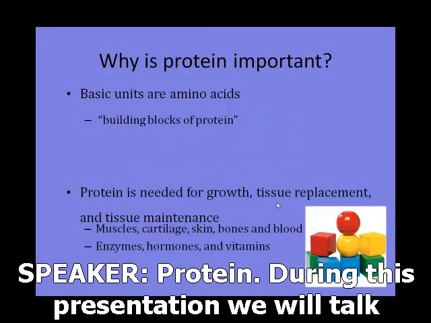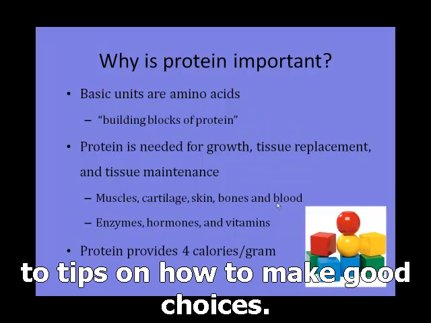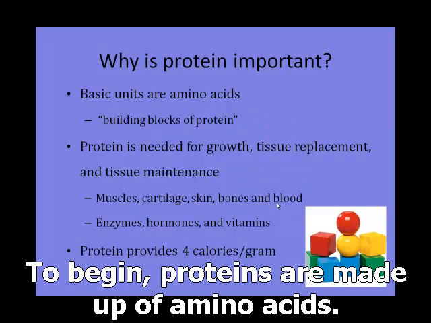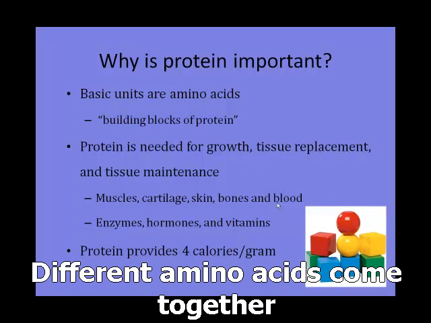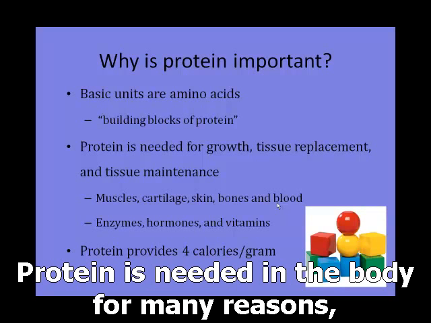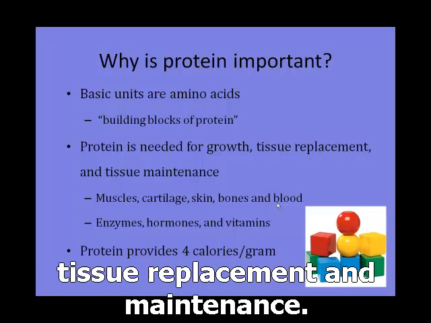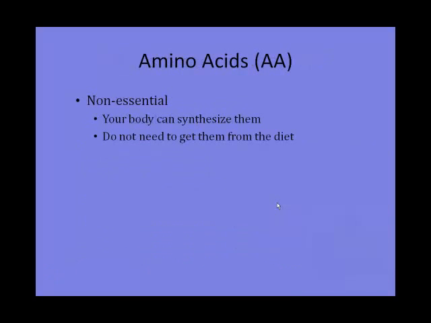Protein. During this presentation, we will talk about many aspects of protein, from why we need it to tips on how to make good choices. To begin, proteins are made up of amino acids. Different amino acids come together to form different types of protein. Protein is needed in the body for many reasons, most commonly for growth, as well as tissue replacement and maintenance.